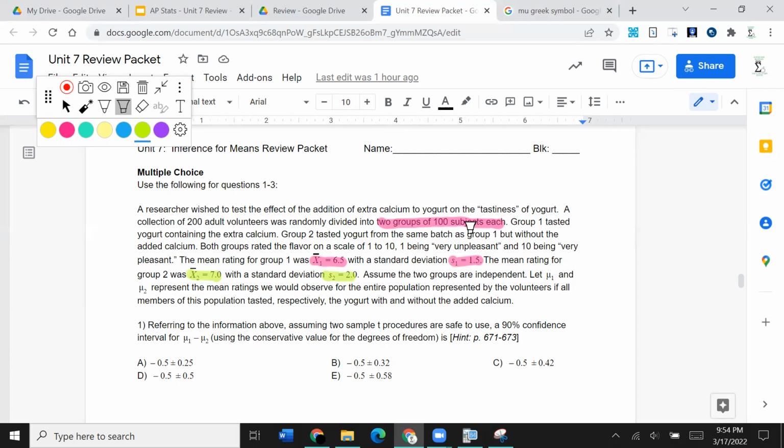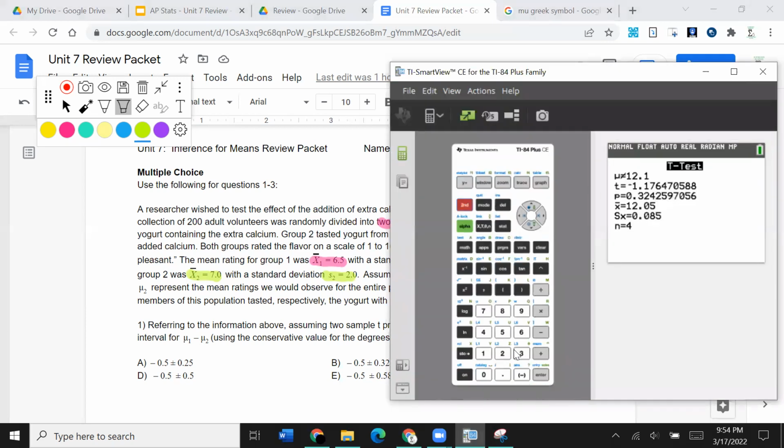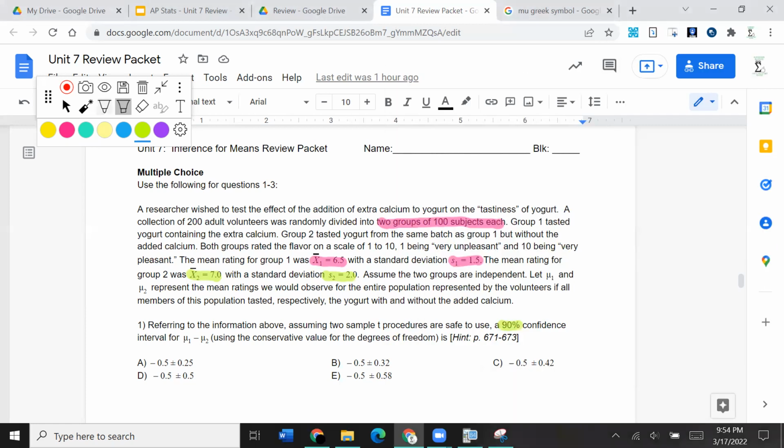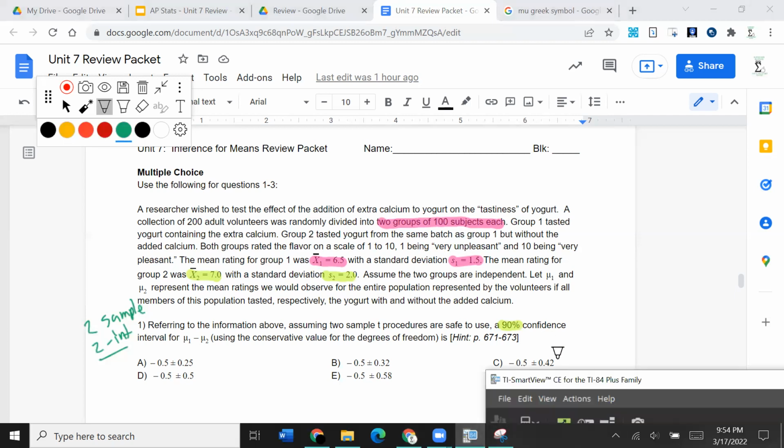Referring to the information above, assuming the 2 sample T procedures are safe to use, a 90% confidence interval for these. It says use the conservative degrees of freedom, but you can do this in your calculator. So here's what you're gonna do. This is gonna be a 2 sample T interval. So let's go ahead and write that down first. We know it's 2 samples because we literally have 2 independent samples here. So we're gonna go ahead and use a 2 sample T interval.